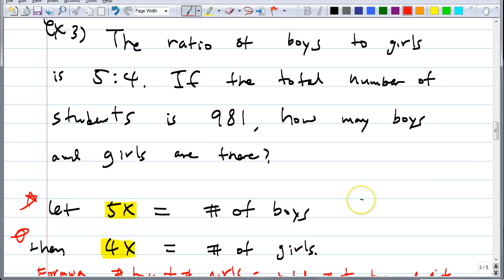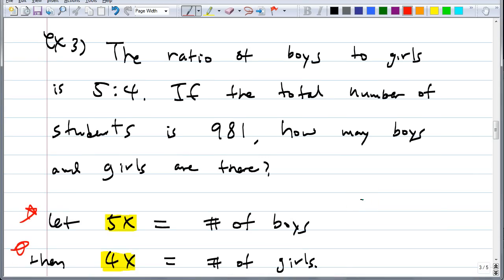You got it. Do you see why we need to use this? This is the important step. Why would 5x represent the number of boys and 4x represent the number of girls? By the way, does the order matter? They talked about boys to girls, so 5 goes with the boys and 4 goes with the girls, right? The order matters, I told you. So why is it 5x to 4x? Why can't we just do 5 to 4, something like that?